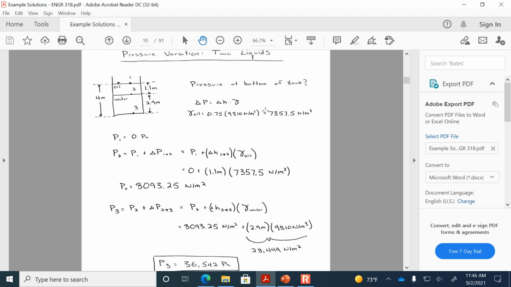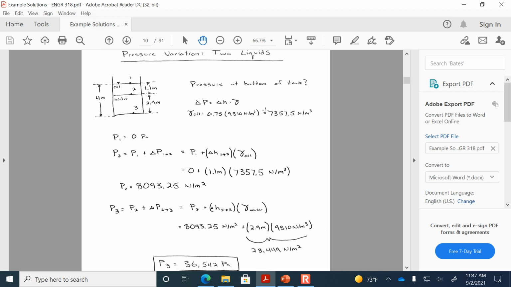So at location 2, it's going to be the pressure at location 1 plus delta H times gamma. So plus some change, because we're going down through the fluid, the pressure is increasing. Okay, so the pressure at location 2 is the pressure at 1, which was 0 pascals, plus the delta H of 1.1 meter, that's the vertical distance between them, and the unit weight of the fluid for oil.